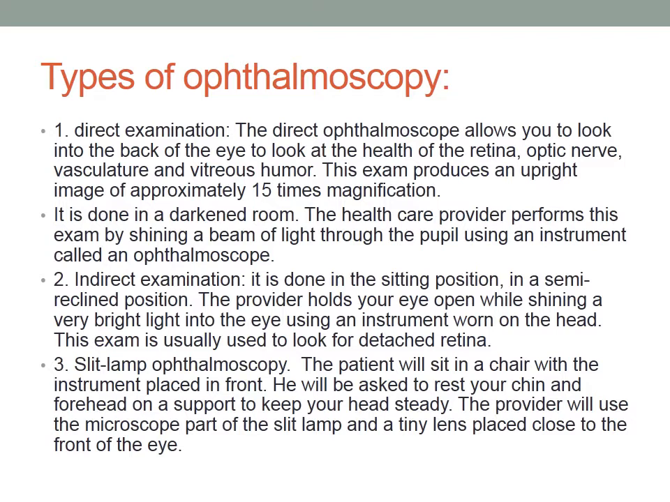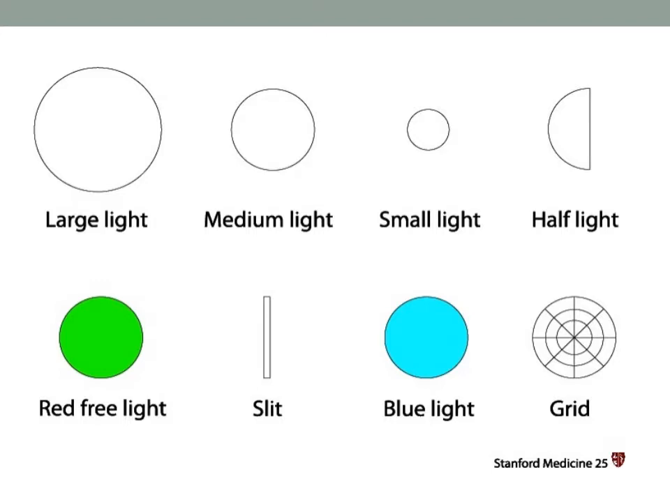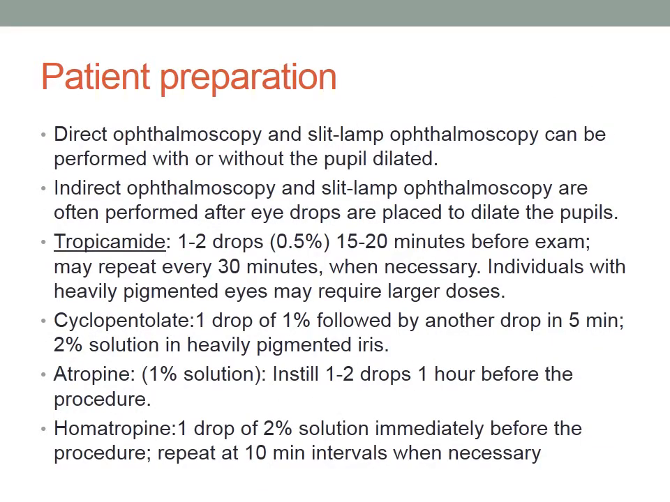In slit lamp examination, the patient will sit in a chair with the instrument placed in the front. He will be asked to rest his chin and forehead on a support to keep the head steady. The provider will use the microscope part of the slit lamp and tiny lenses placed close to the front of the eye. Now these are the different diagrams of the lights which can be seen on the ophthalmoscope.